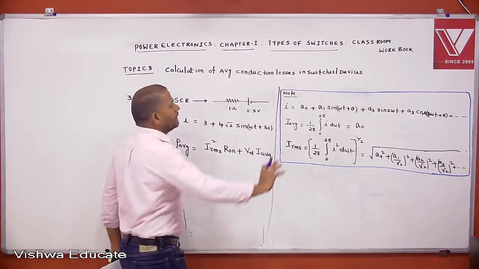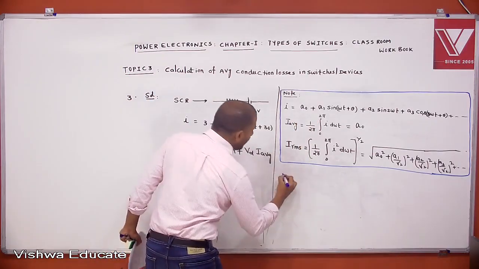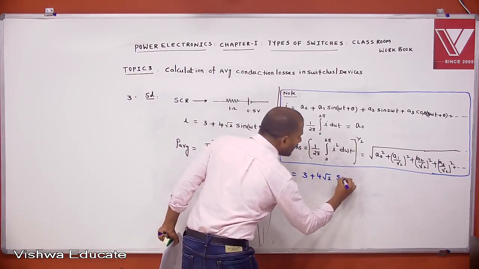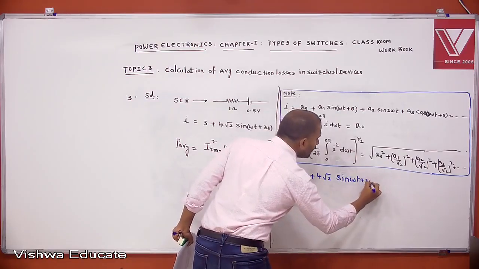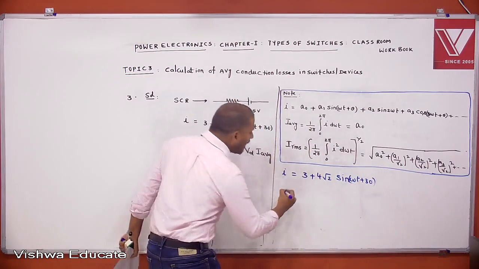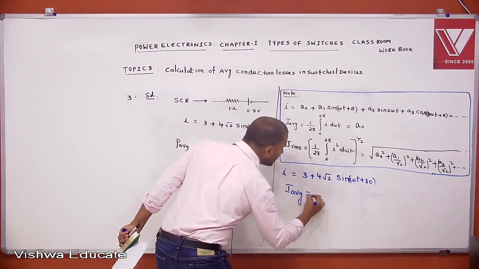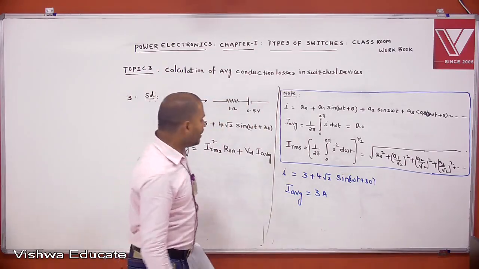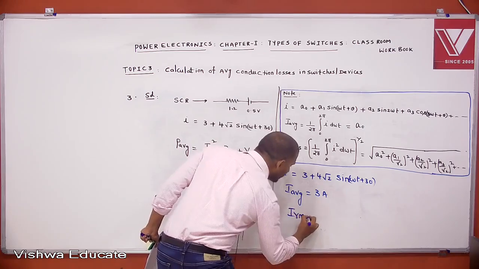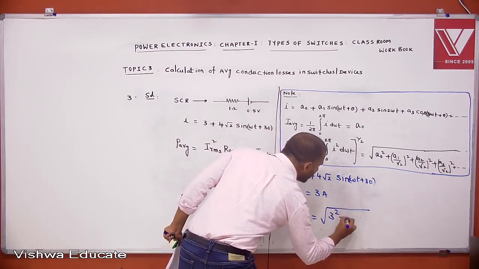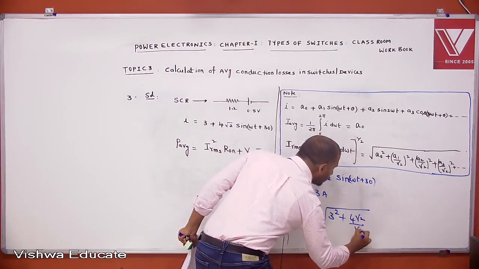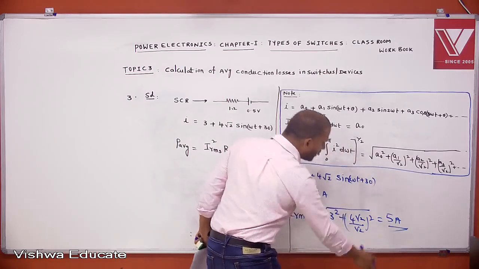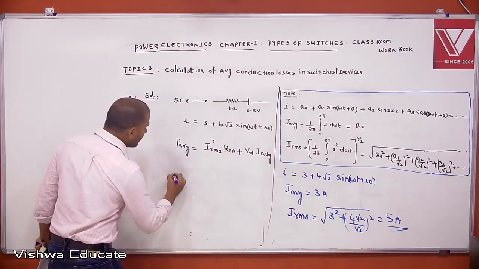Okay. Now I am applying this formula for this one. I equal to 3 plus 4 root 2 sin omega t plus 30. It is given like this. Then what is the average current? The constant indicates the average current, 3 amperes directly. No need to again substitute limits, integration, all this. Then what is the RMS current, you tell me? RMS equals the square root of 3 square plus 4 root 2 by root 2 whole square. Then how much do you get? 5 amperes, A naught square plus A1 by root 2 whole square. 5 amperes.